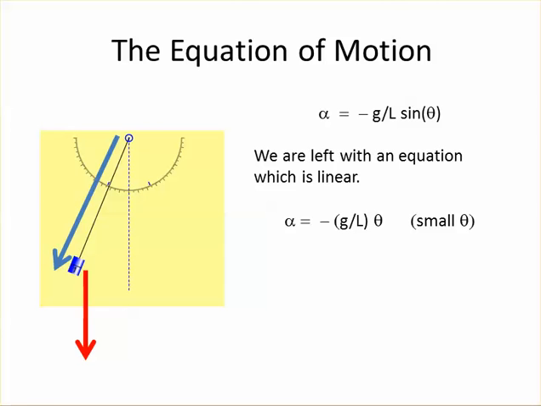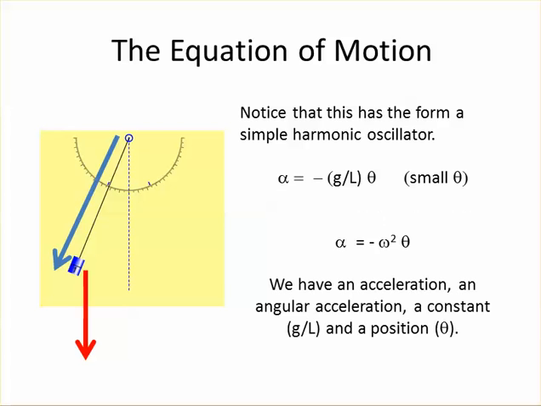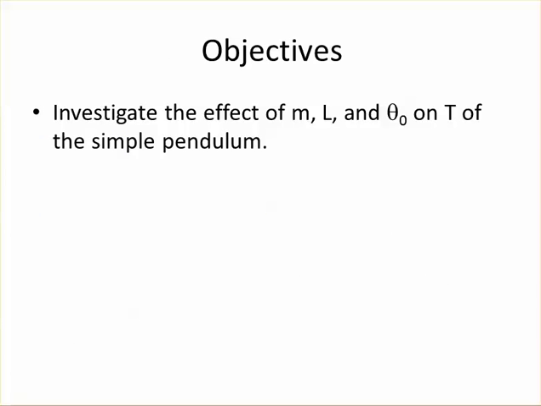Once we make that approximation, we're left with an equation which is linear. We have an angular acceleration equal to minus some constant, in this case g over L, times the position. This is the form of a simple harmonic oscillator.